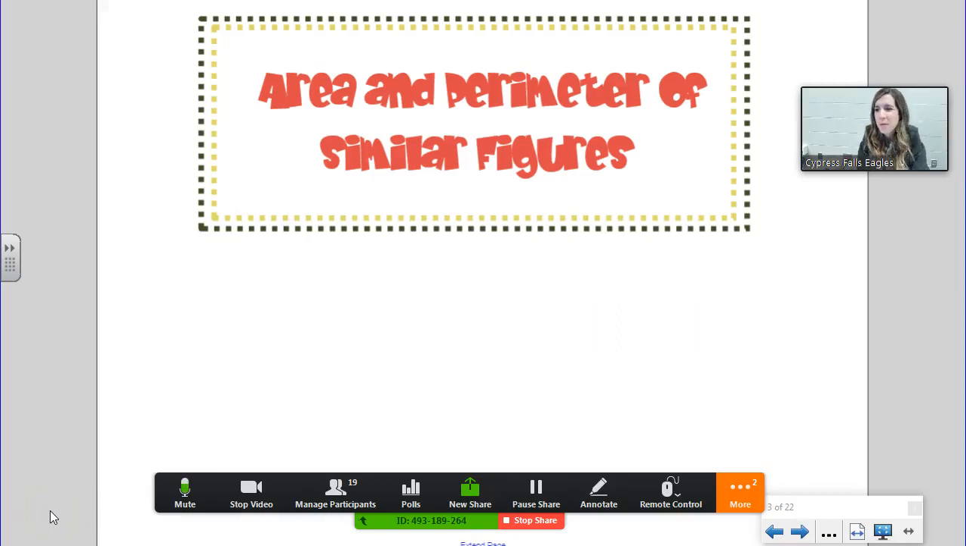So today we're doing area and perimeter of similar figures. It's the last lesson of the unit. So when we're done with this lesson, we're done with 2D figures, and we'll just have some practice days, a quiz, and your test is next Wednesday.